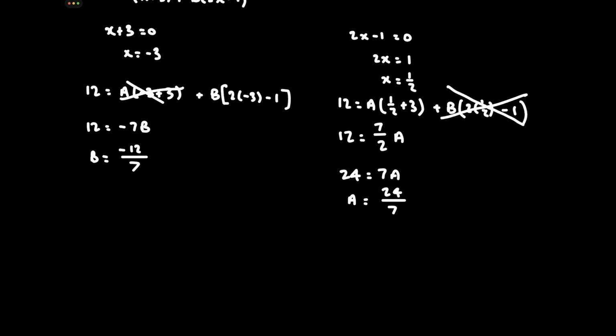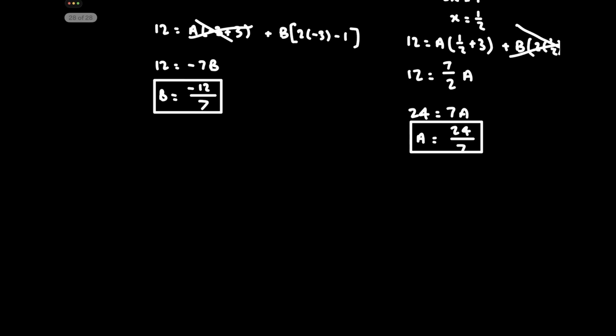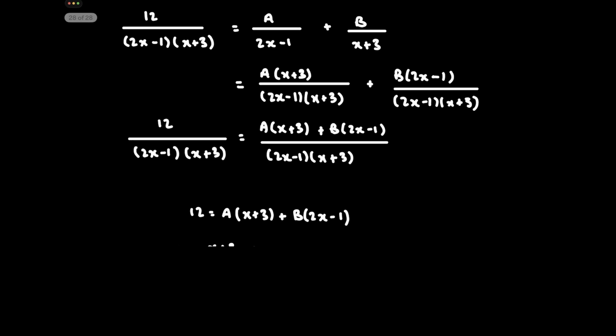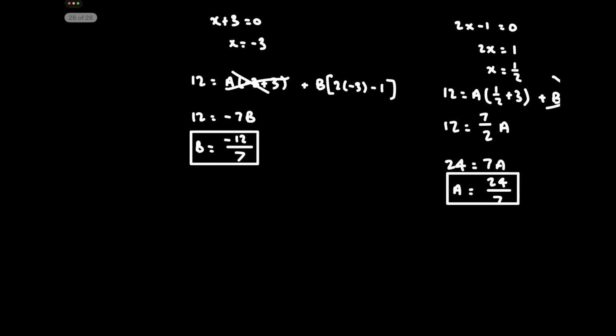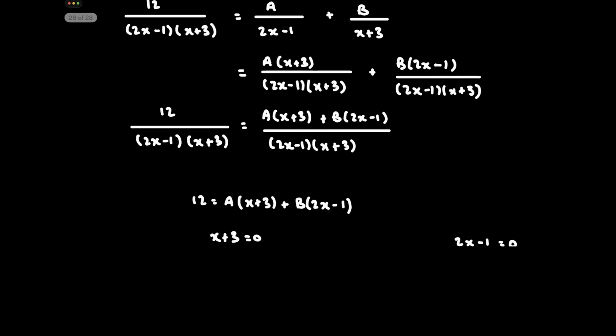So these are my two values of a and b. Much more disgusting than the first example, but nonetheless, still worked it out in the end. So that means our final equation, if we remember at the top here, we said let our partial fraction equal to this. So our final equation for this lot will be a equaling 24 on 7, and b equaling minus 12 on 7.